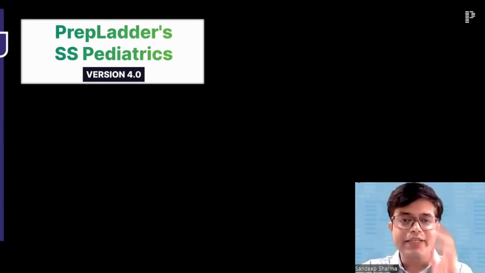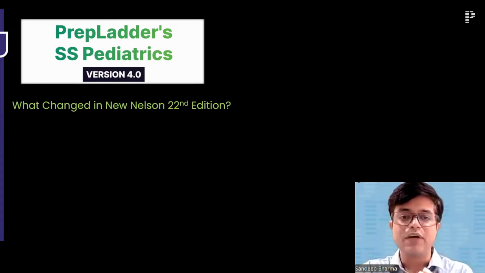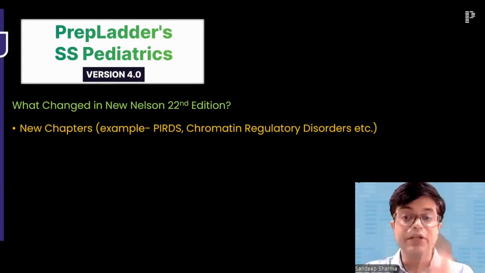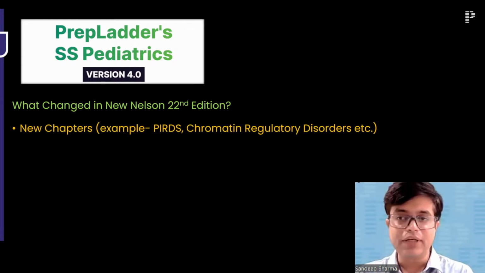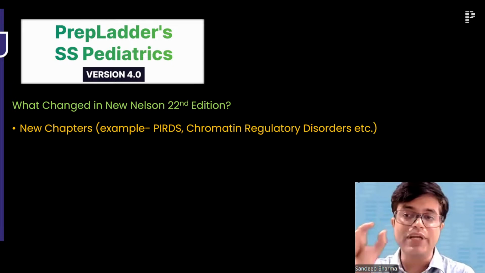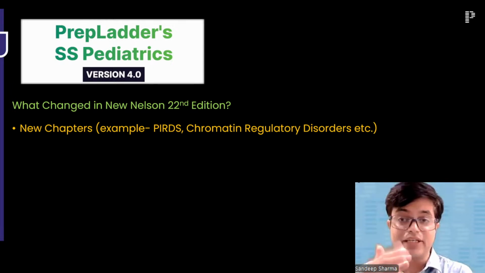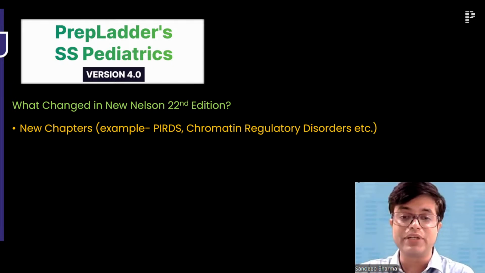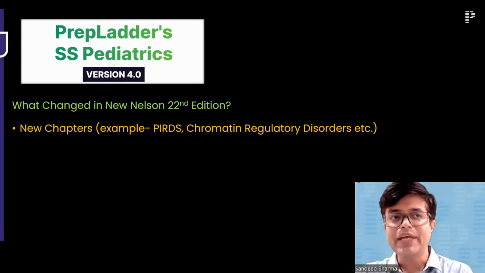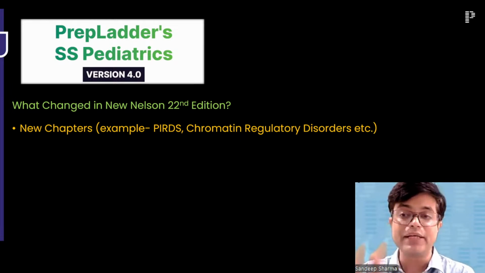First of all, in Prepladder Super Speciality version 4.0, what has changed? You need to understand that after almost 4.5 years, a new edition of Nelson has come. So what has changed in the new Nelson 22nd edition? Firstly, new chapters have been added. For example, a whole section, not just a chapter, on pediatric immune regulatory disorders has been created, and HLH syndrome has now been added to it. You have new disorders like trachopathies, interferonopathies, and NF kappa beta factor defect. These are brand new chapters, and they are tough chapters.